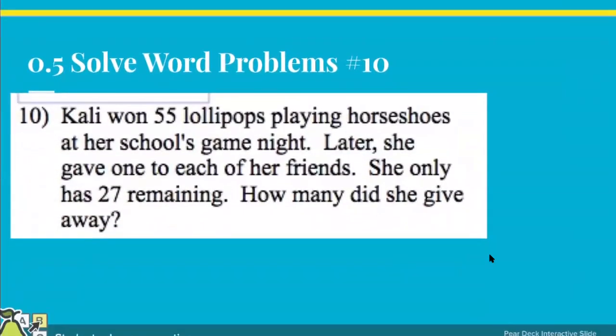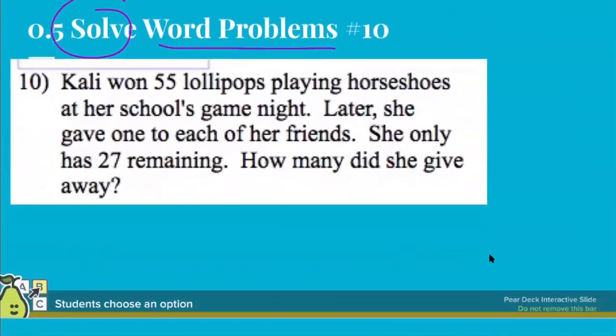Okay, this is the last objective, which is going to be solving word problems. But this one is not just one. This should be an easy one. It says, Kaylee won 55 lollipops, and she gave 1 to each of her friends. She only had 27 remaining. How many did she give away?